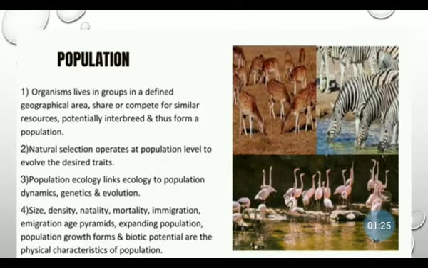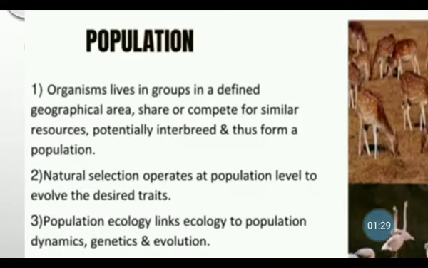Let us now learn about population. Organisms live in groups in a defined geographical area, share or compete for similar resources, and potentially interbreed, and thus form a population. Natural selection operates at the population level to evolve the desired traits. Population ecology links ecology to population dynamics, genetics, and evolution.